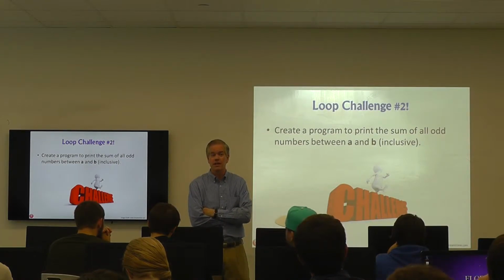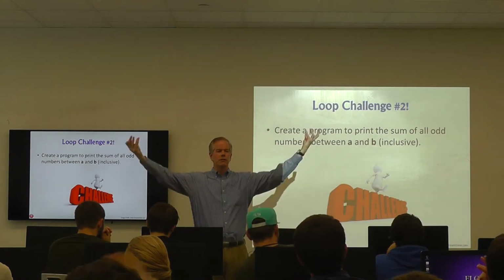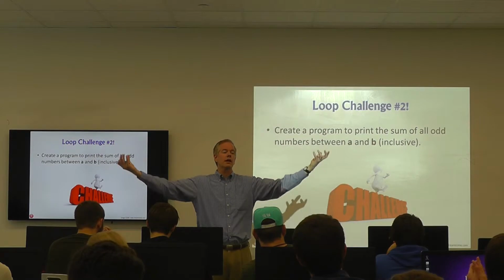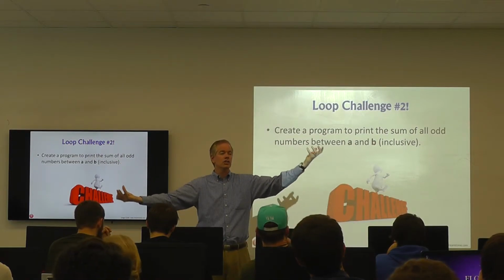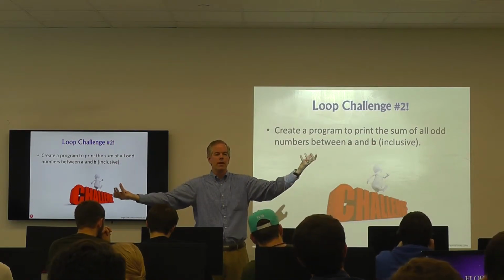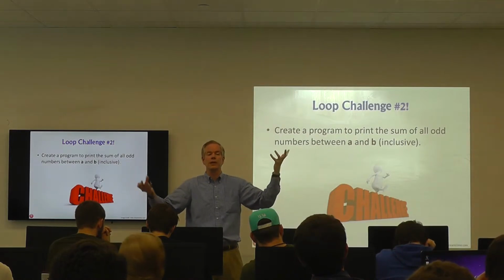Great question. Yeah, so we got to get A and B. Poof! Got A and B. We're going to assume that they're what type? Integers. Great, we got 2 integers, A and B. Poof! Now we want to print all the odd numbers between A and B.